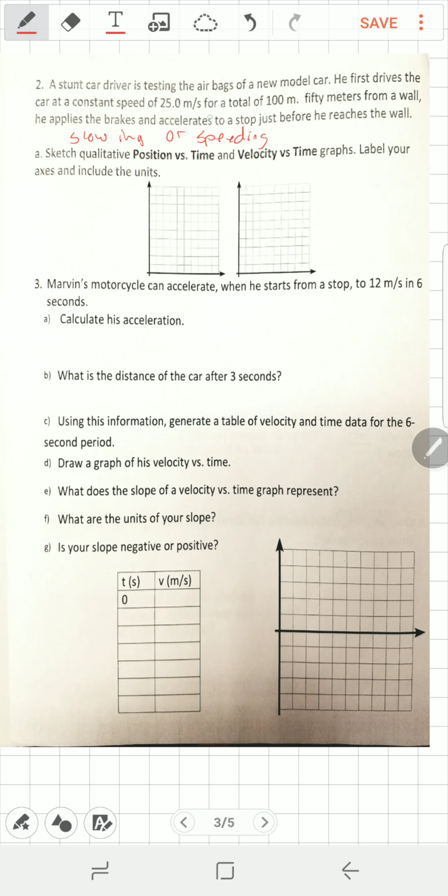So here it goes from 25 meters per second, and then he applies the brakes and comes to a stop. So he was originally going 25 meters per second, and then he stopped. That's a slowing down. That is a form of acceleration.